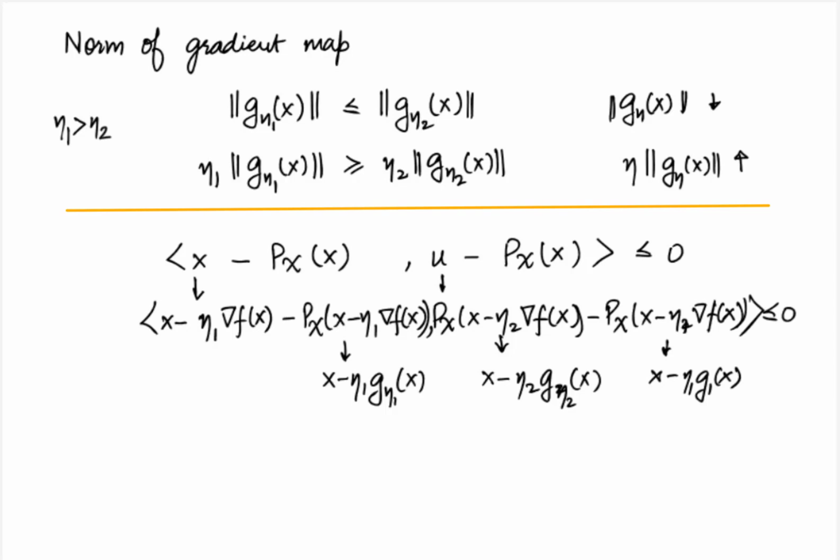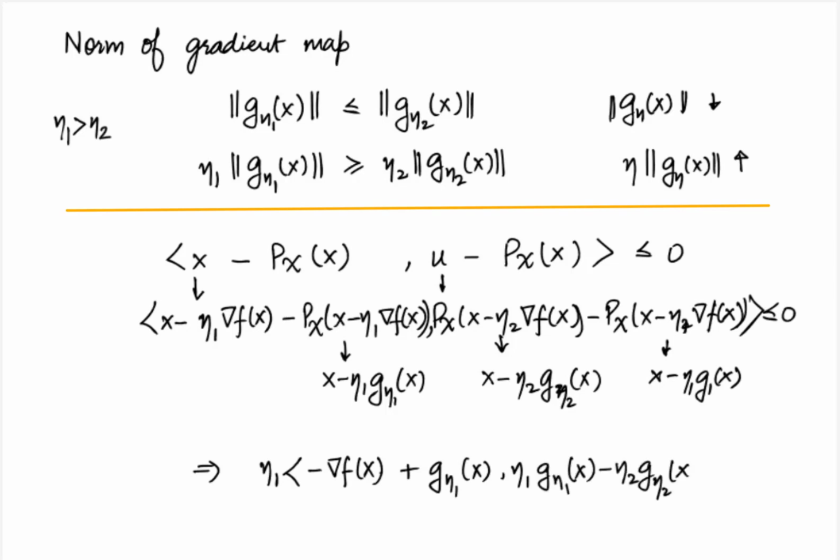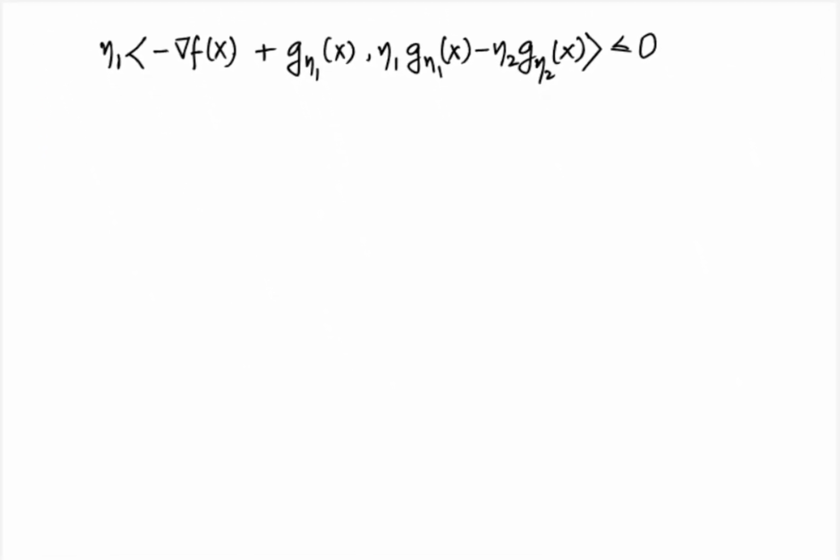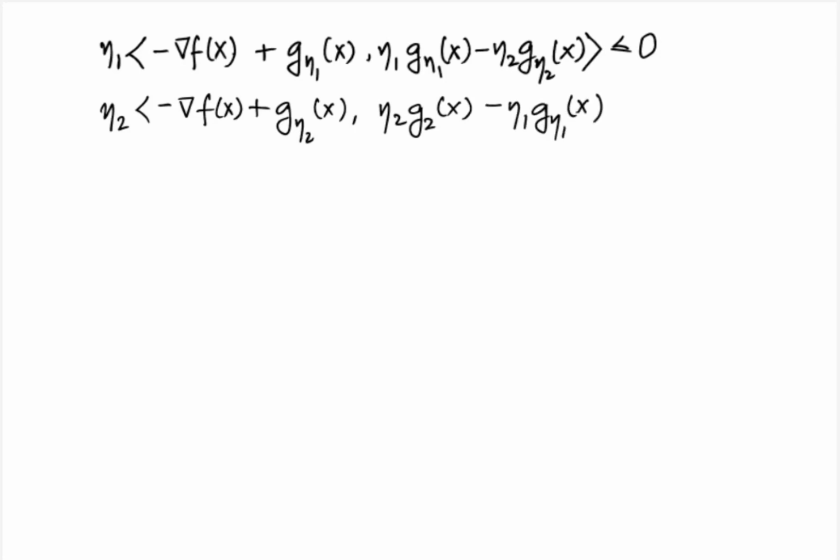Substituting all of these, we get eta 1 times inner product of minus gradient f of x plus g eta 1 of x, with eta 1 g eta 1 of x minus eta 2 g eta 2 of x, less than or equal to 0. We have been able to obtain this inequality for arbitrary eta 1 and eta 2, and therefore in this inequality we can always interchange eta 1 and eta 2, so as to get eta 2 times inner product of minus gradient f of x plus g eta 2 of x, comma, eta 2 g eta 2 of x minus eta 1 g eta 1 of x, less than or equal to 0.